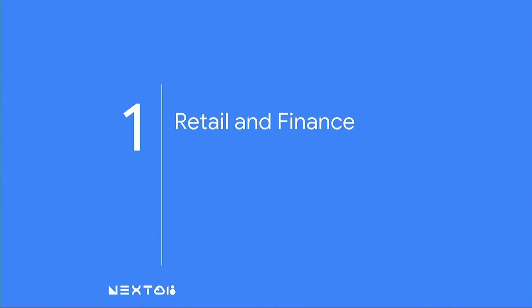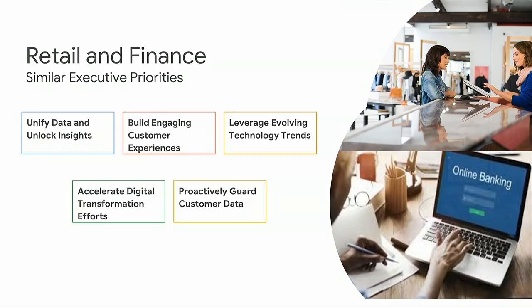So let me frame the conversation before we dive into things. The talk is called GKE Architecture Patterns for Retail and Financial Services. And I bet you're asking why retail, why financial services? What is the similarity here? Why are we talking about these two industries together? And the reason for that is, from an executive priority standpoint, there are similarities in terms of what these two industries are really trying to achieve.